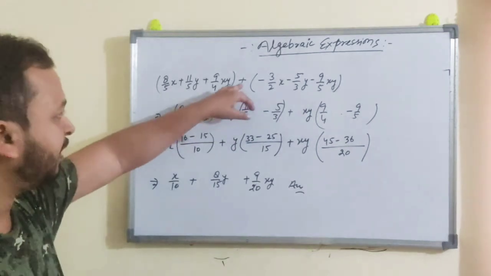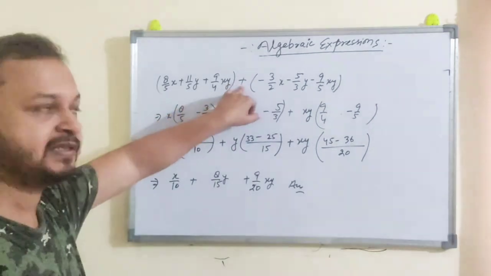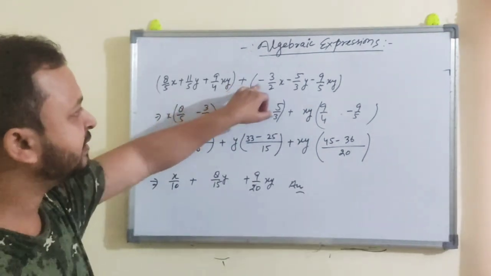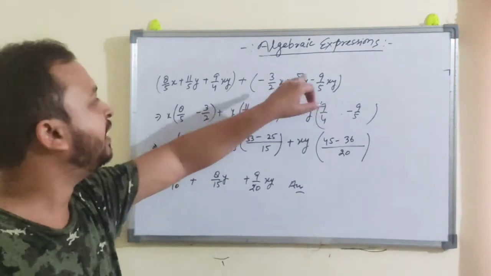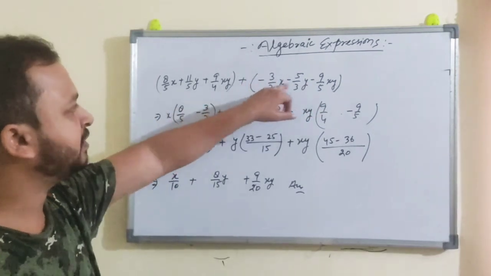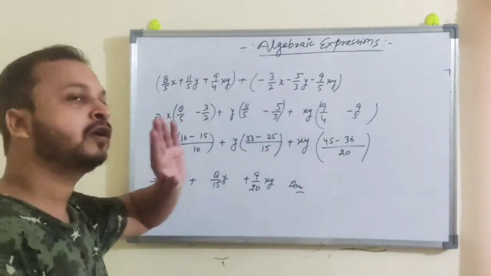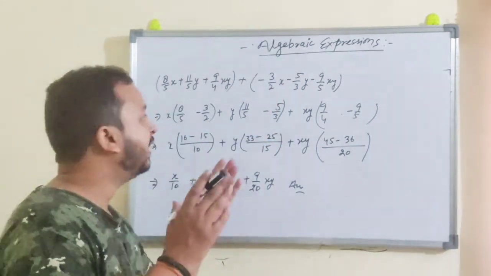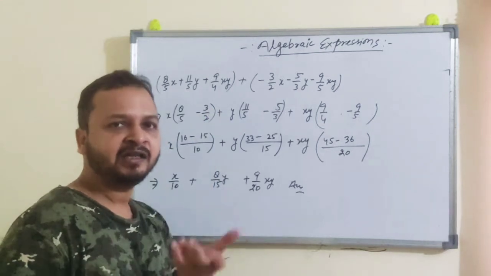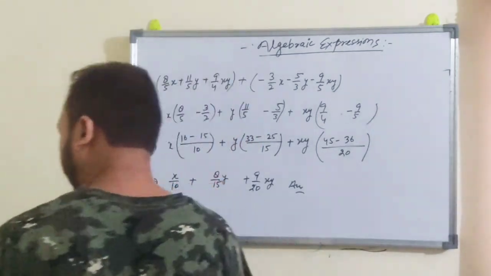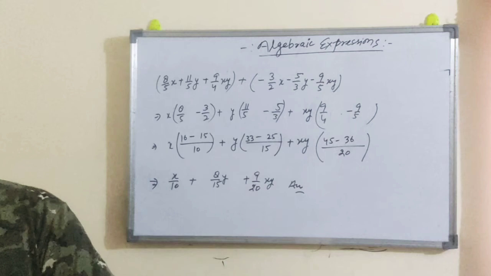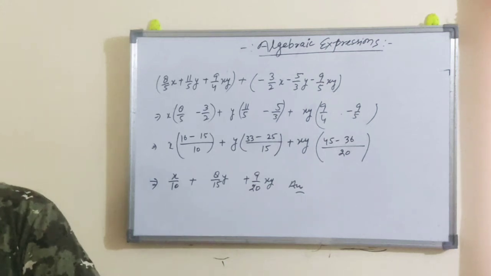While we are going to subtract this part, if a minus sign is given and you open the bracket, the signs are going to change. Here minus is given, so it will be positive, positive and positive. And again you have to arrange them, make a group of like terms, then you can either add or subtract. So this way we have to do this.